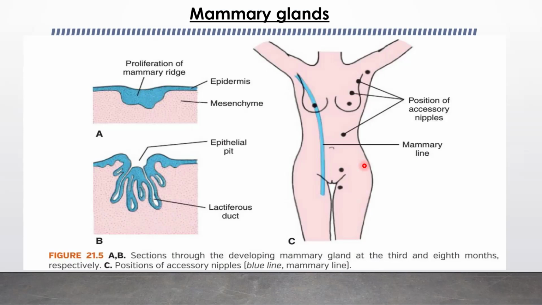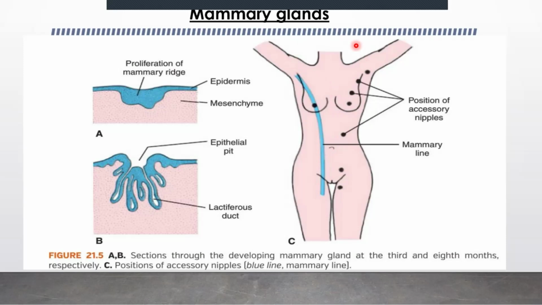First of all, you'll have two bilateral epidermal proliferations appearing from the region of the axilla up to the groin region, two bilateral thickenings. So you can appreciate there are two bilateral thickenings. What happens is that they will degenerate apart from the thoracic region. Then these thickenings will proliferate and penetrate downwards towards the mesenchyme.